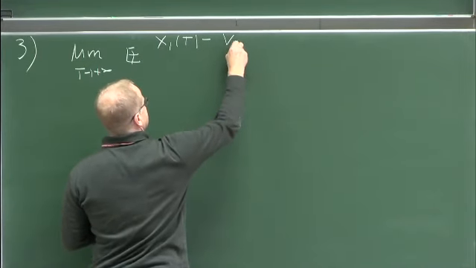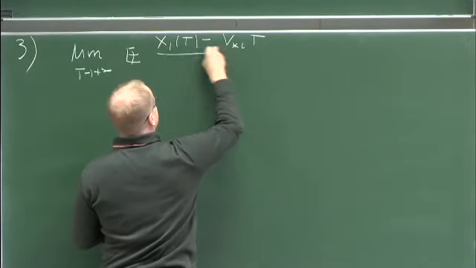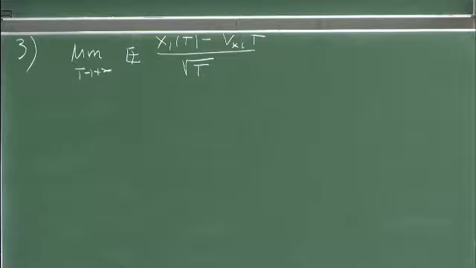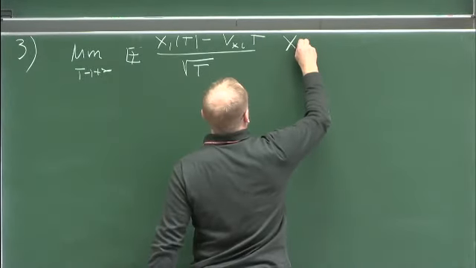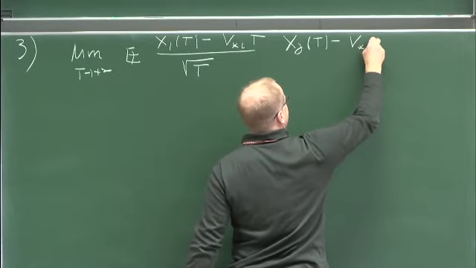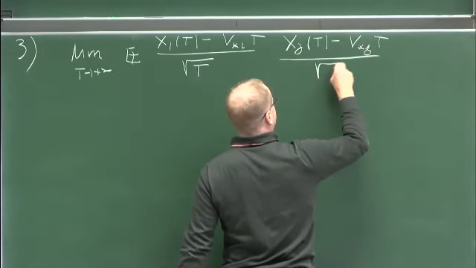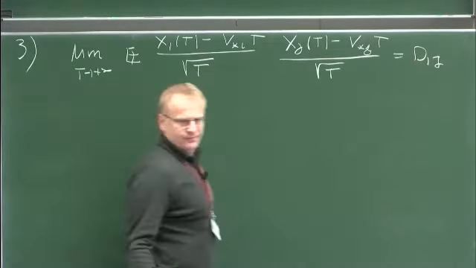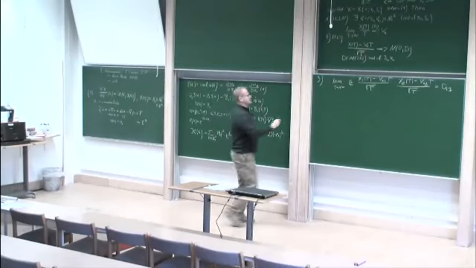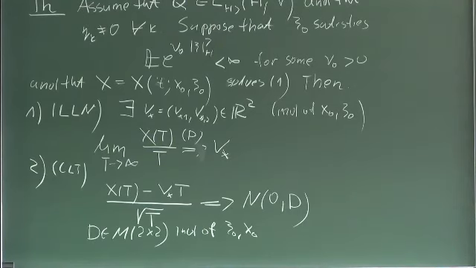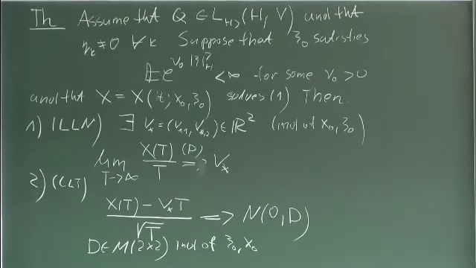Minus v I t, and I will multiply, divide by square root of t, and I will take xj of t minus j, and again, and that's dij. So that's the asymptotic variance. Right, so that's the result.